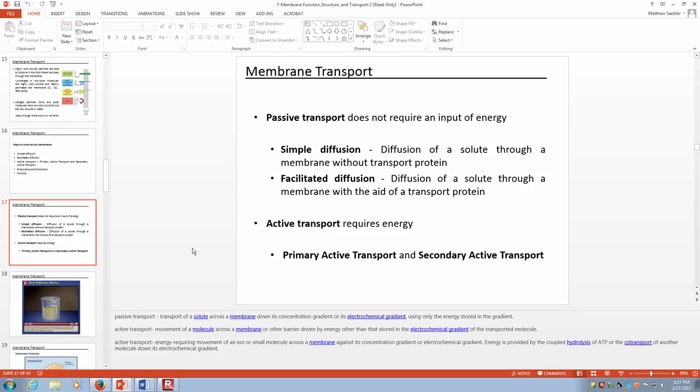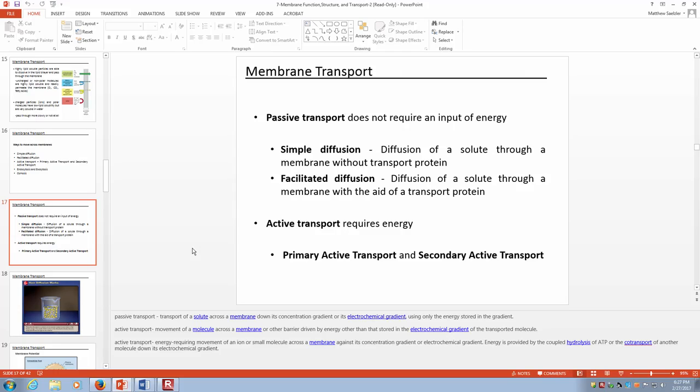So I introduced to you the different types of transport, also the different types of molecules that are able to pass through a phospholipid bilayer without any help versus those that are going to need help getting across the membrane. And then we ended by talking about two forms of transport.